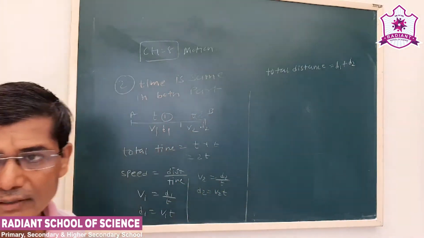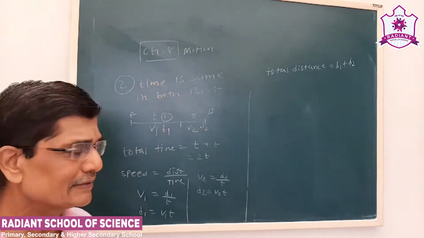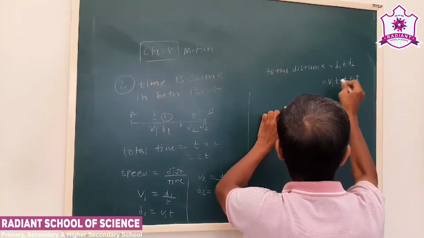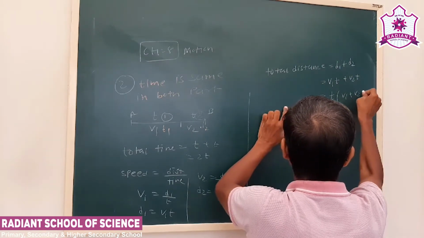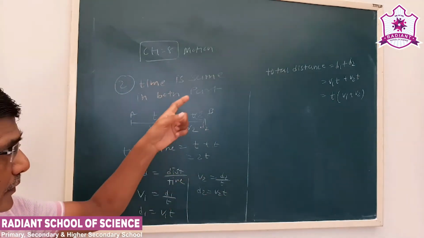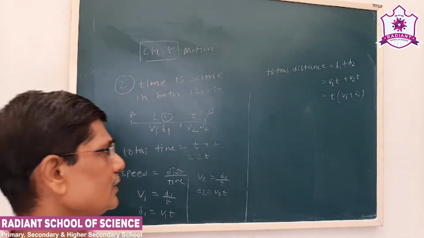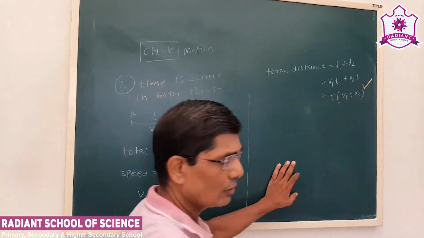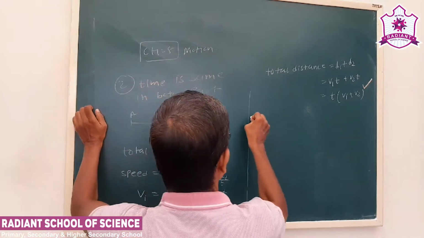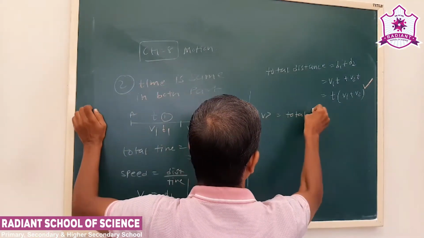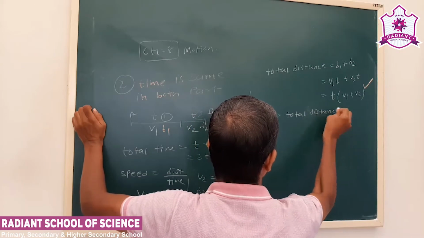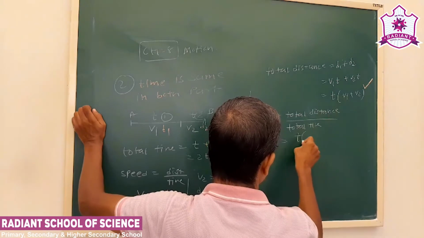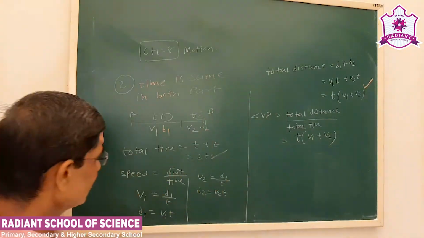Now what we have done, d we have obtained in terms of v and t, that is b. t is common. Okay, now we have obtained total distance. Now total time we are already having, total distance we have obtained. Average speed is total distance upon total time. Total distance we have, total time is this.